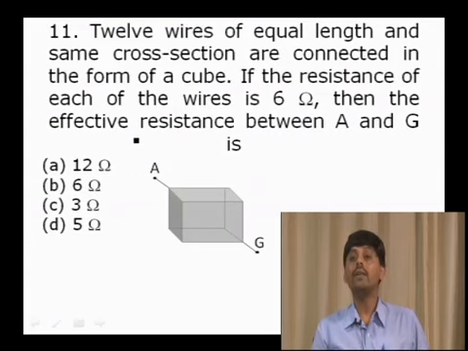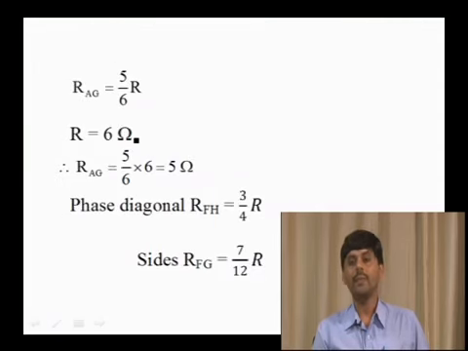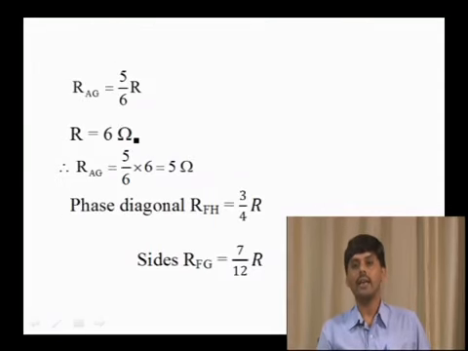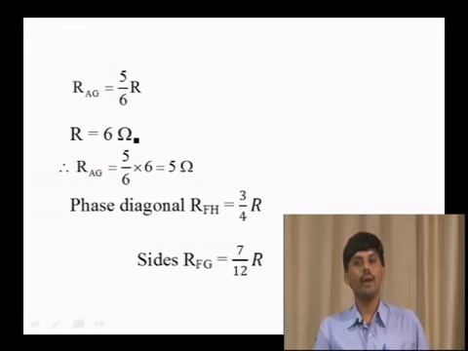Okay, they were given the value of each arm, which is equal to 6. Therefore, 5 divided by R into the resistance value, that is 6. That is the solution. R_AG is equal to 5 divided by 6 into R, where R is equal to 6 ohm. Okay, 5 by 6 into 6, 6 cancels, the effective resistance is equal to 5 ohm.